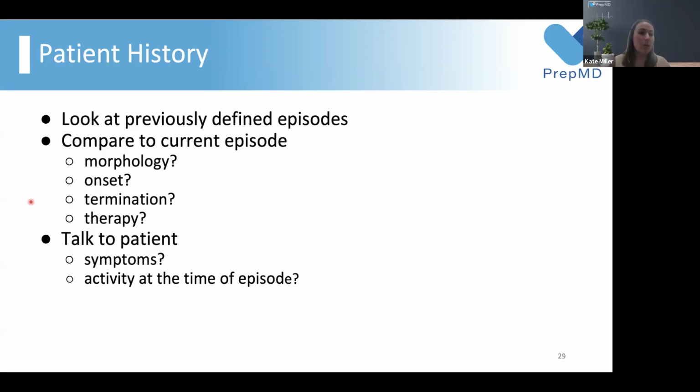What were they doing? Were they having any symptoms? If they were feeling fine, it's maybe unlikely that they were in a VT. Maybe they were just in some sort of SVT. So understanding what's going on with the patient and looking at previous episodes is really important.